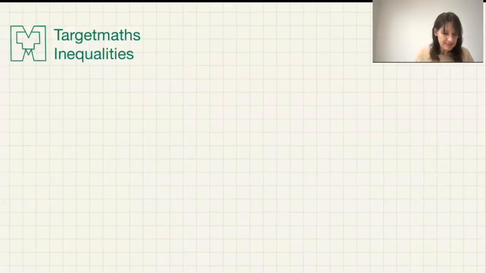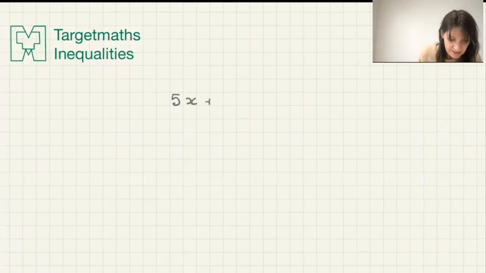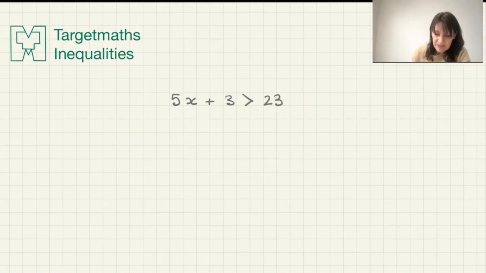Now, inequalities look like this. So we'll say we've got 5x plus 3, this inequality symbol, and 23. Now, this is always tricky for some people. So this is greater than. It says that whatever is on this side has to be greater than whatever is on this side. And when people see this, they automatically think it's something they don't know anything about and can't do, which is not the case at all.